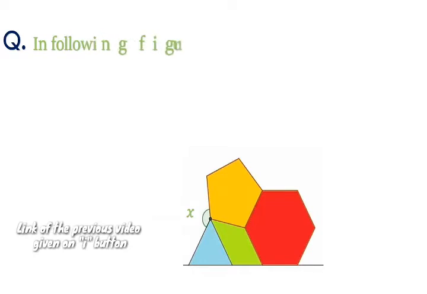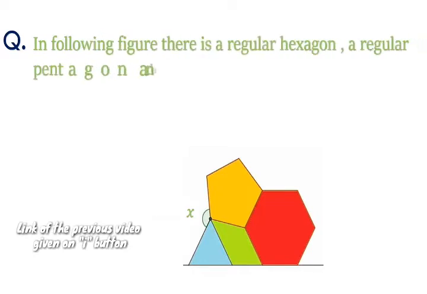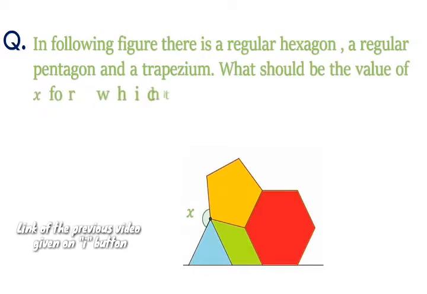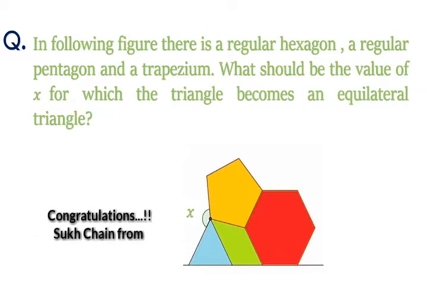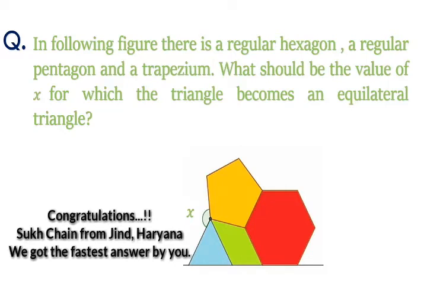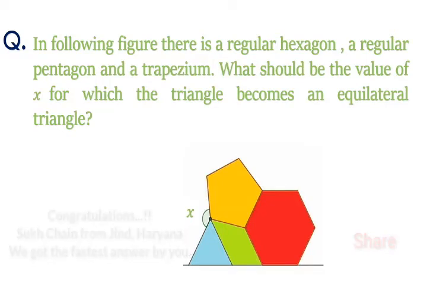In the following figure, there is a regular hexagon, a regular pentagon and a trapezium. What should be the value of x for which the triangle becomes an equilateral triangle? The red region shown here is the regular hexagon, the yellow region is a regular pentagon, the green region is a trapezium, and if this blue region is an equilateral triangle, then what will be the value of x?